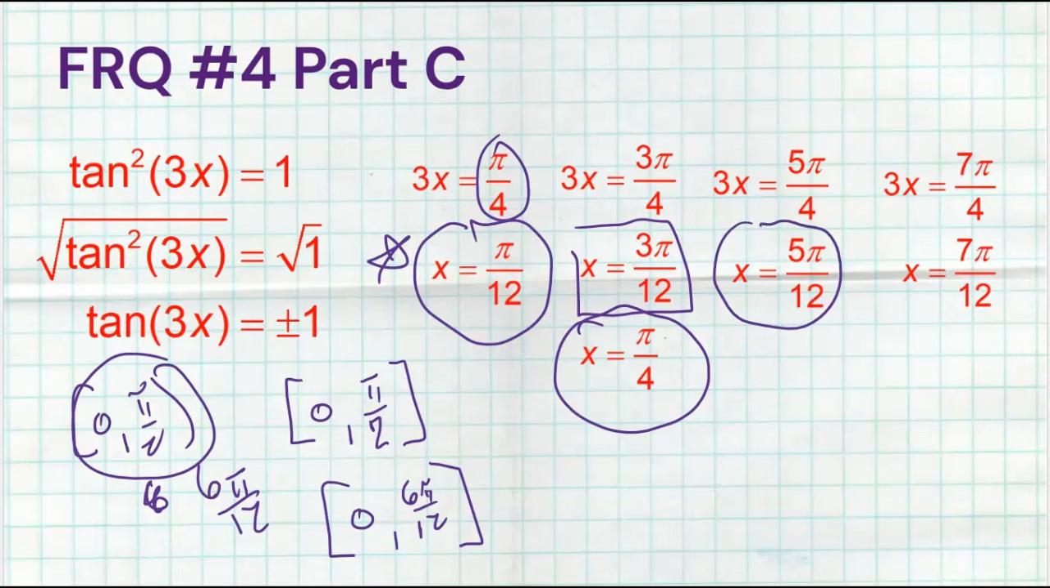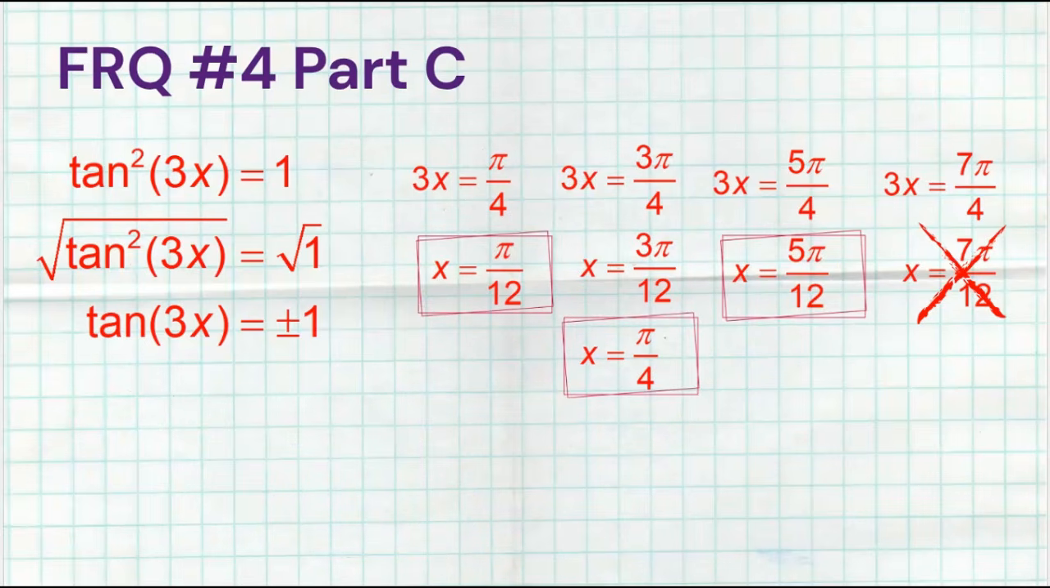Then we have 5 pi over 12. Is 5 pi over 12 in the interval 0 to 6 pi over 12? Yes, it's barely, but it's definitely below 6 pi over 12, so it's in that interval, so that's another answer. And then finally we get to 7 pi over 12. Is 7 pi over 12 in this interval? No, it's too big, right? We need to be in the interval 0 to 6 pi over 12, and 7 pi over 12 is not. So we have 3 final answers that you need to have for full credit: pi over 12, pi over 4, or you could have left that as 3 pi over 12 as well, and then 5 pi over 12. But 7 pi over 12 does not work. It's outside of the interval that we asked for answers from 0 to pi over 2.